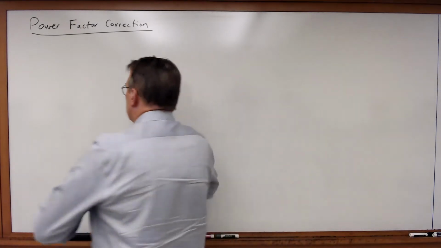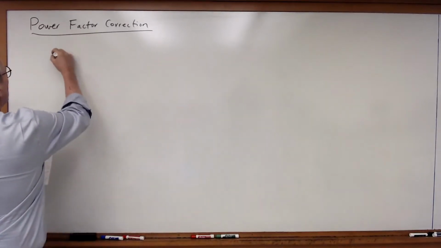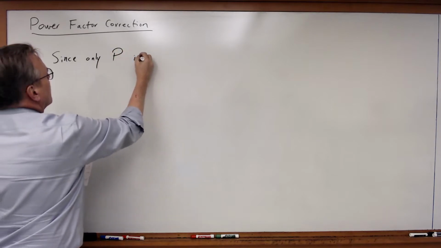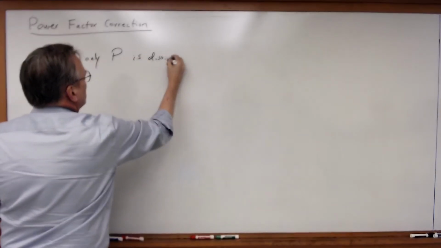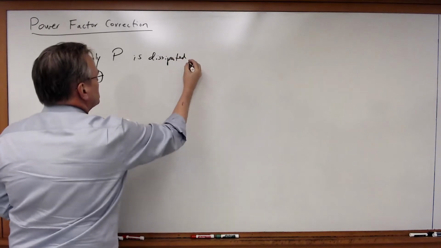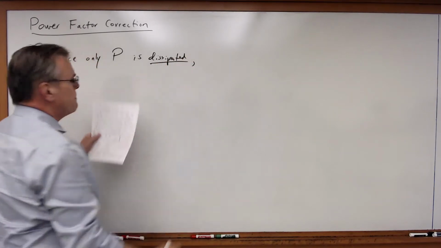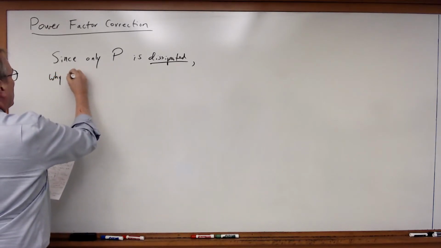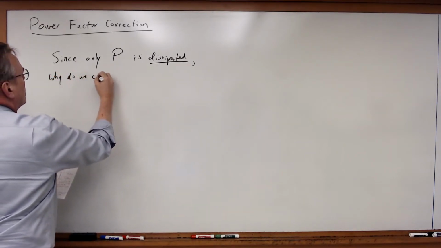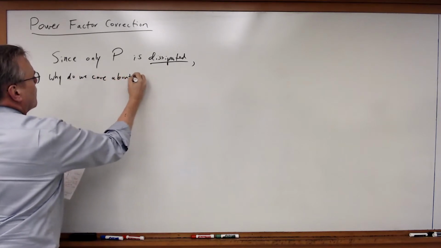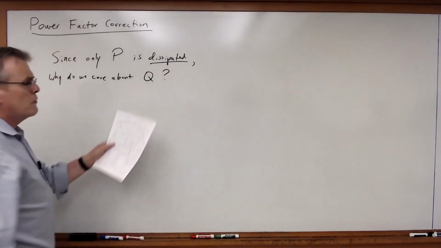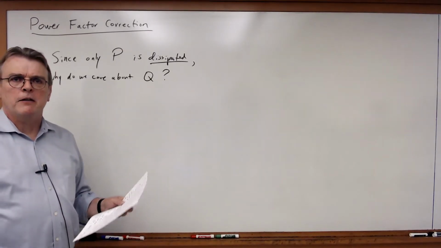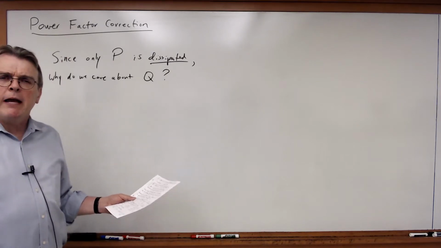So what we're going to ask here is, since only average power is dissipated, in other words, that's the only thing that a resistor will do, it will dissipate P, then why do we care about Q, for example? After all, Q just tells us that energy is absorbed and released by a reactive component, an inductor or a capacitor. So why do we care about that?